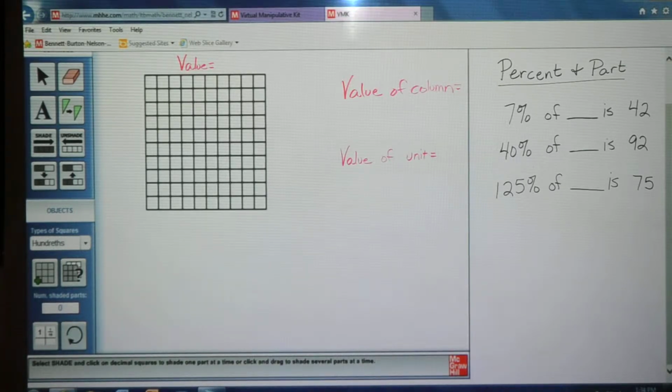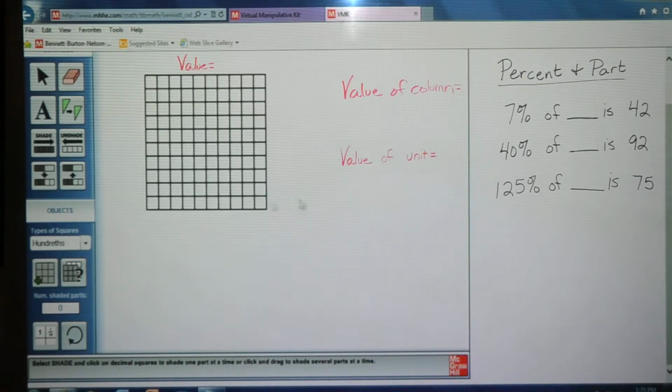We're going to figure out the value of a unit. Sometimes we may also figure out the value of a column. I'm going to do it because some of you may find that helpful. You can do it just with the value of a unit. All right, let's jump in.